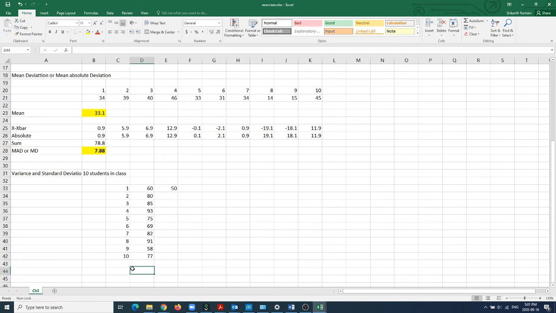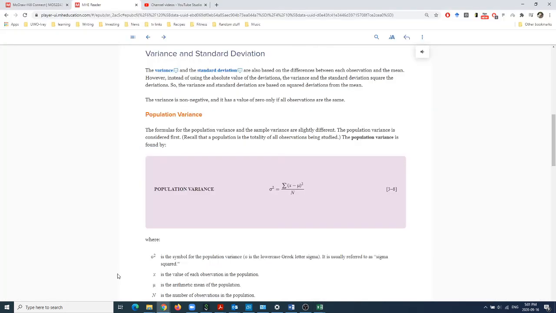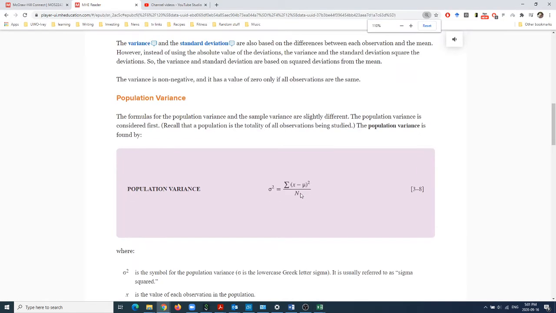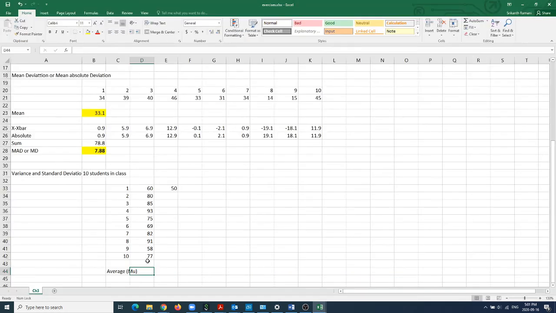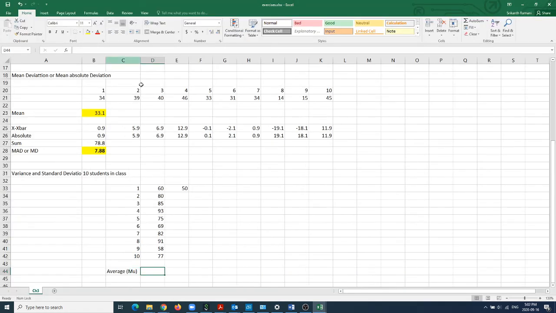Okay, so if you try and take the average of the population, this is known as mu. This is the mu over here. And so this will be 77. So the average grade is 77 out of 100.